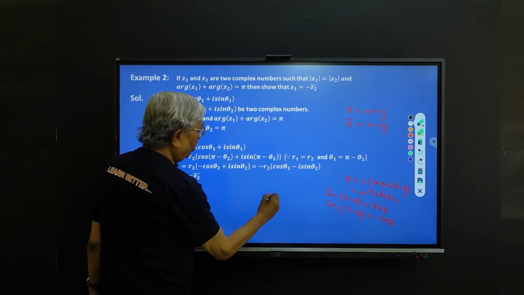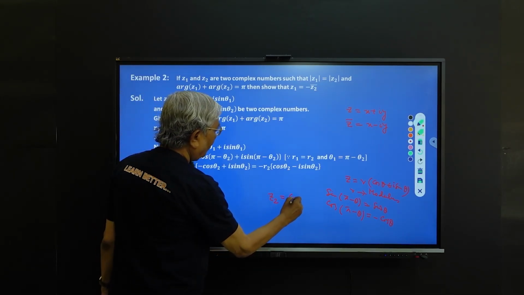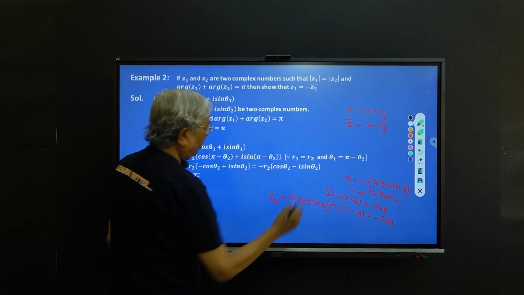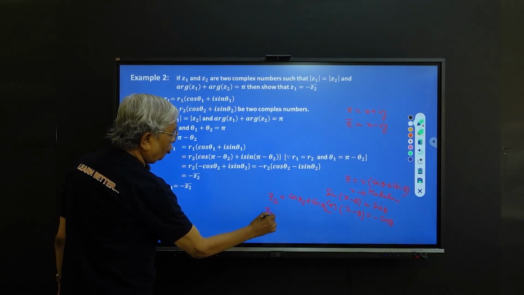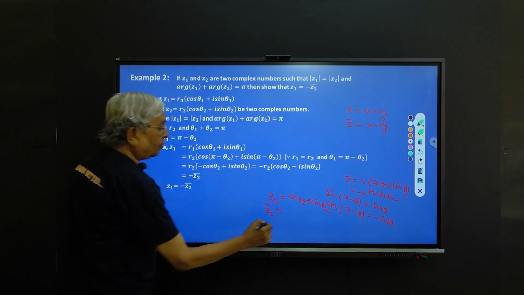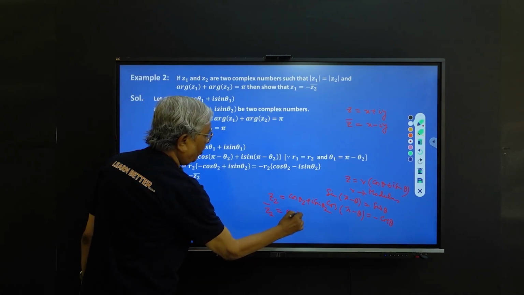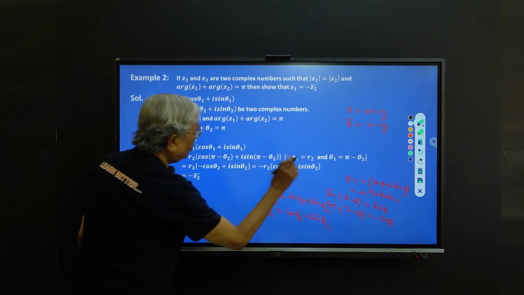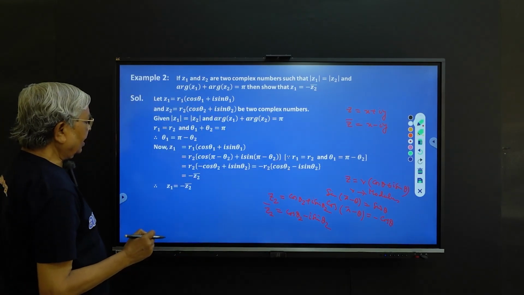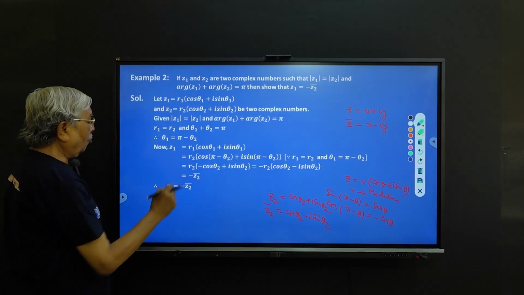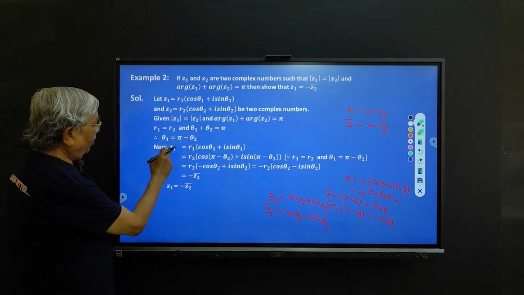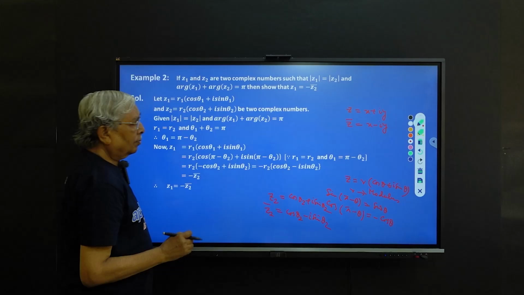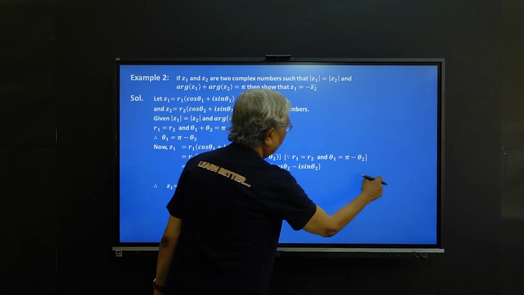Now what is our z2? z2 is equal to r2 into cos theta 2 plus i sin theta 2. And what will be the conjugate of z2? z2 bar will be equal to, just change the sign of the imaginary part, r2 into cos theta 2 minus i sin theta 2. So for this part, r2 into cos theta 2 minus i sin theta 2, we can write minus of z2 bar. So you have started from z1 and got z1 equal to minus z2 bar, and this is what we have to prove. Thank you.